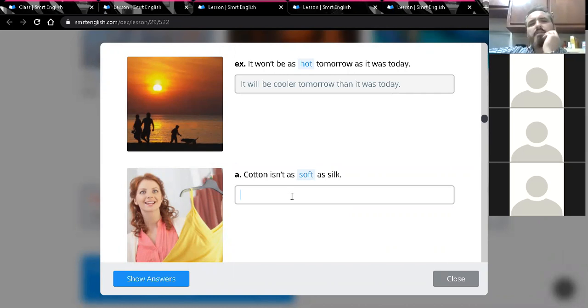Cotton is softer as silk. Cotton is... Remember, in this sentence, the first one is less than the other. So then, cotton, softer than silk. But it would be, then, silk is softer than cotton. Oh. Because cotton is the one that is less than the other. Okay, I'm confused. No, don't worry.